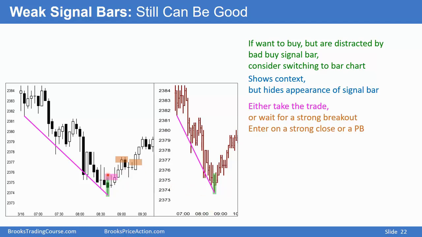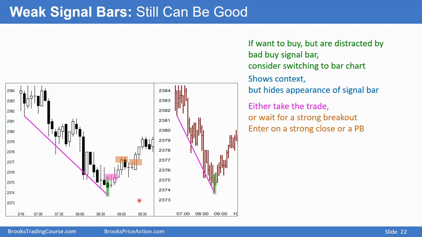You can either take the trade, or if you're looking at a candlestick chart, you can wait for signs of strength and then buy a close or buy a bull flag. We have a reversal up, we have a pullback. You can buy above the high of that doji bar for a second leg up.